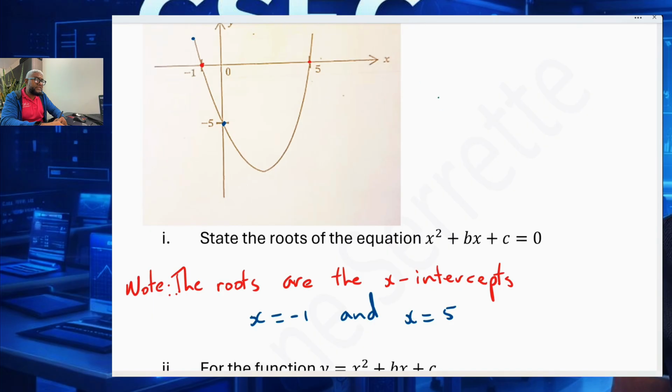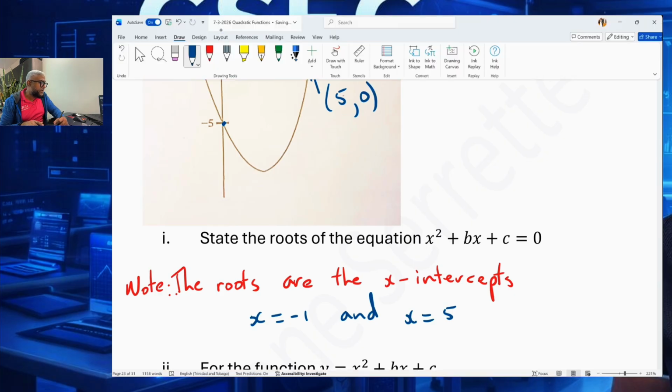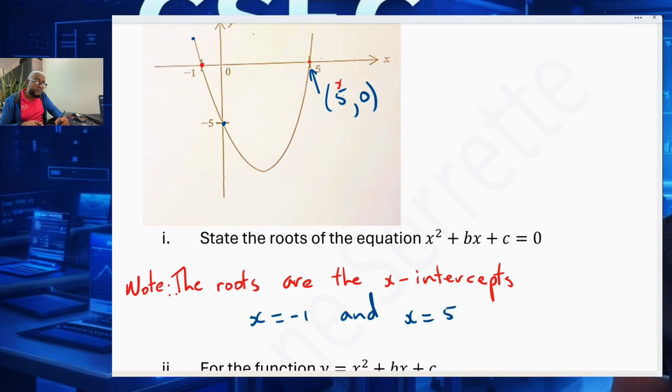So identify the coordinates of any one point on this curve. I go with this one here, since it has no negative in it, right? What are the coordinates of this point? Not the x-intercept, I asked the coordinates. What would be the coordinates? 5, 0. So what is the value of x here, my children? X would be, and y would be.